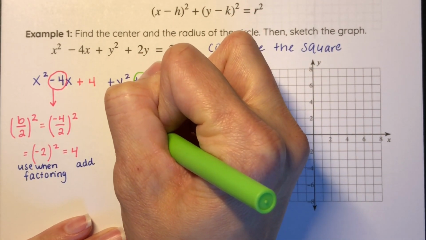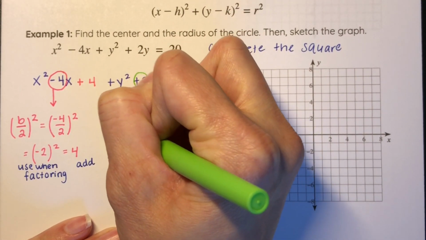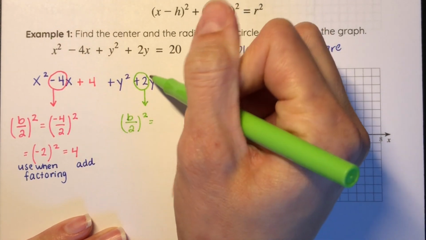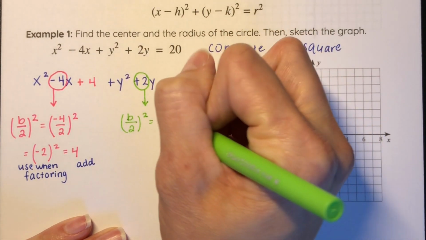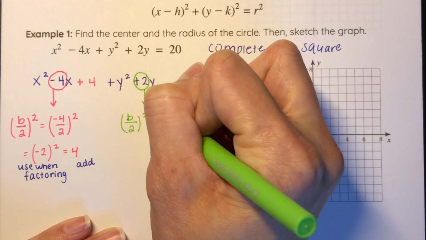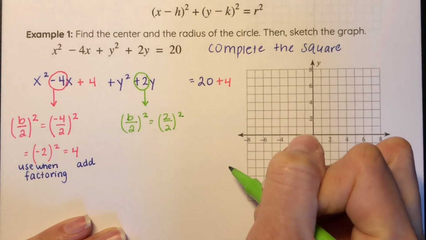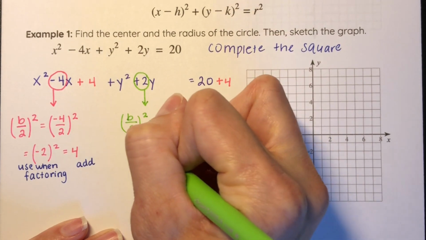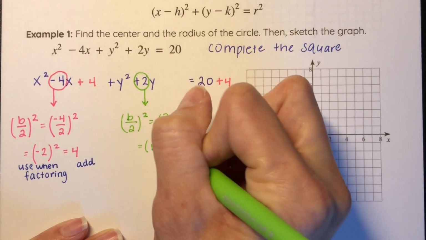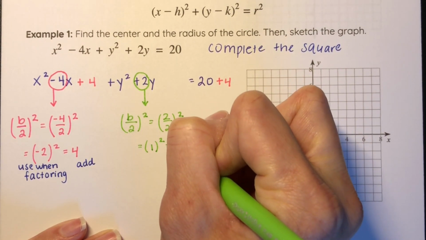And remember, when I complete the square, I take b, I divide it by 2, and then I square it. So in this case, b is 2. So 2 divided by 2 squared. 2 divided by 2 equals 1. And then I square that, and I get 1.